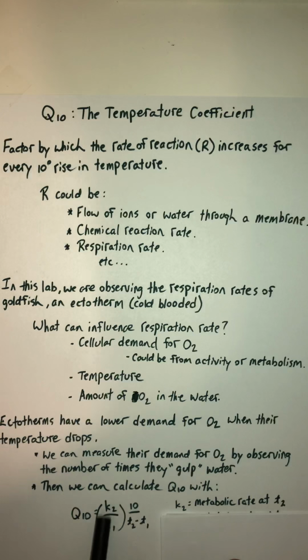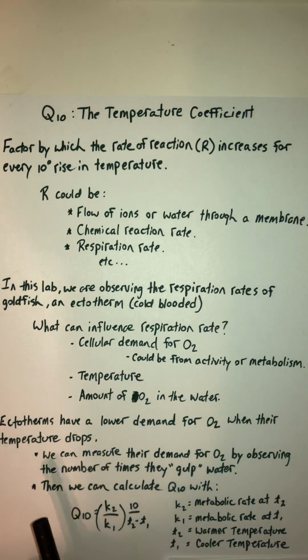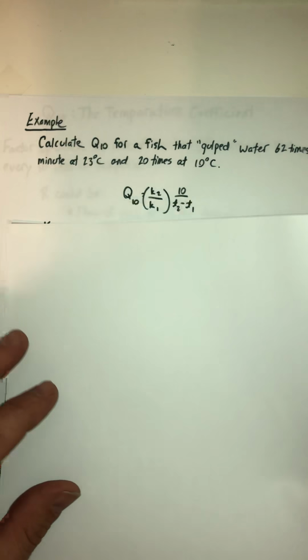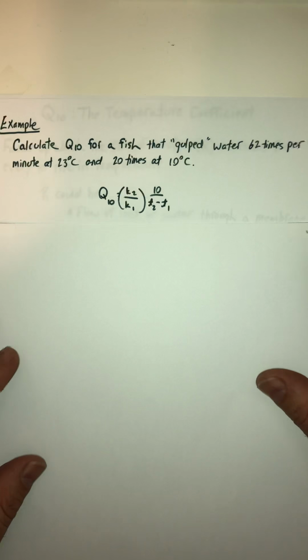So we've got K2, that's the metabolic rate at T2, which is going to be the warmer temperature. The metabolic rate at T1 is K1, and this is the cooler temperature. So metabolic rate is going to be the fish gulps at warm temperature and cool temperature. So of course T2 and T1 are those temperatures. So here's an example on how to work one of these out. So here's pretty much what you would be doing in the lab.